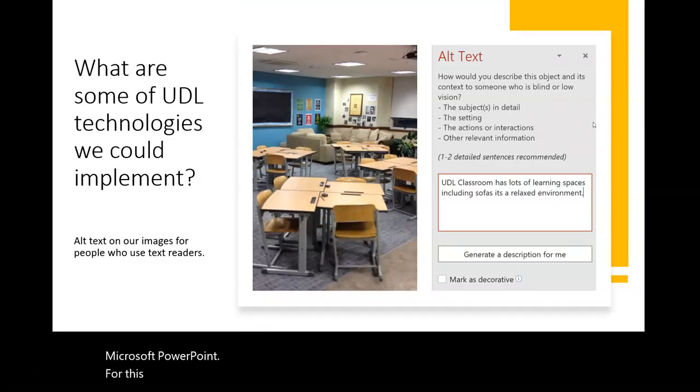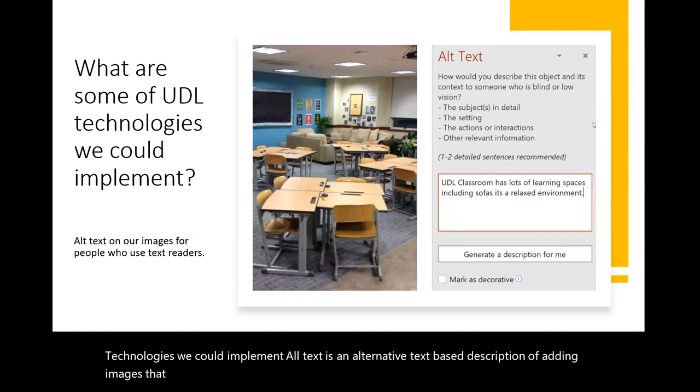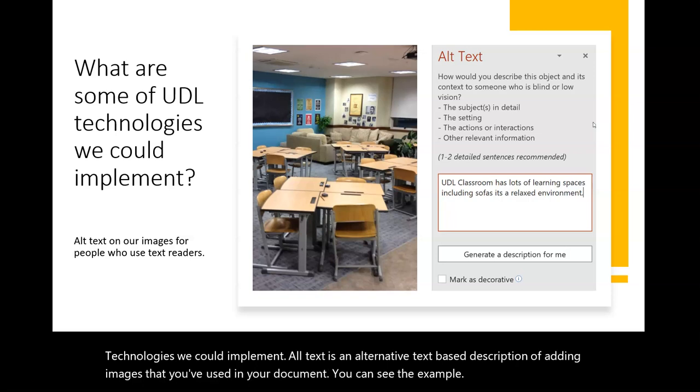What are some technologies we could implement? Alt text is an alternative text-based description of any images that you've used in your document. You can see the example in the slide.